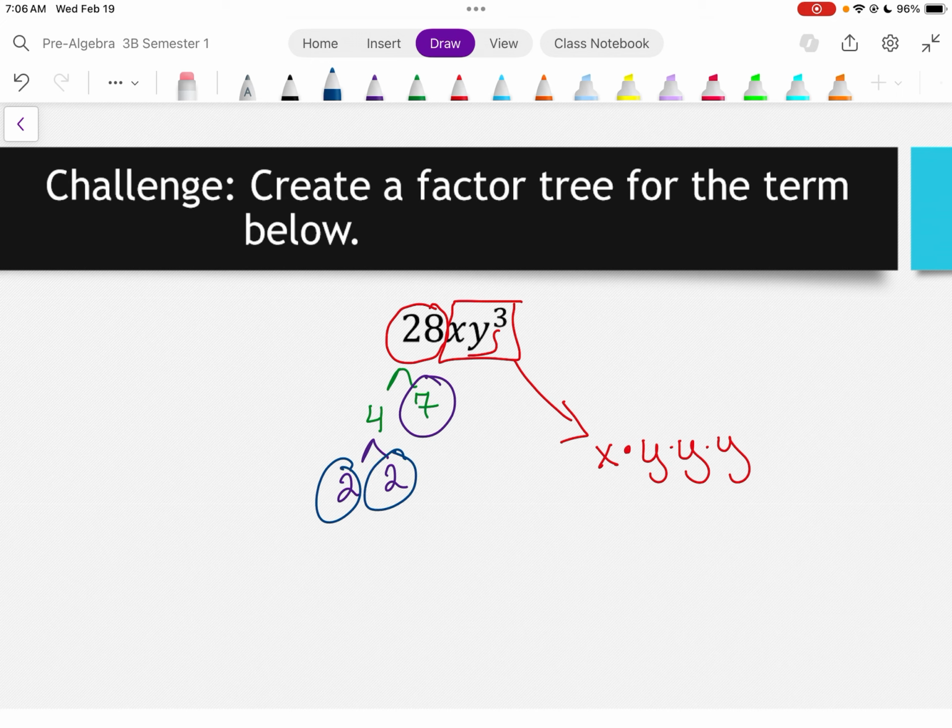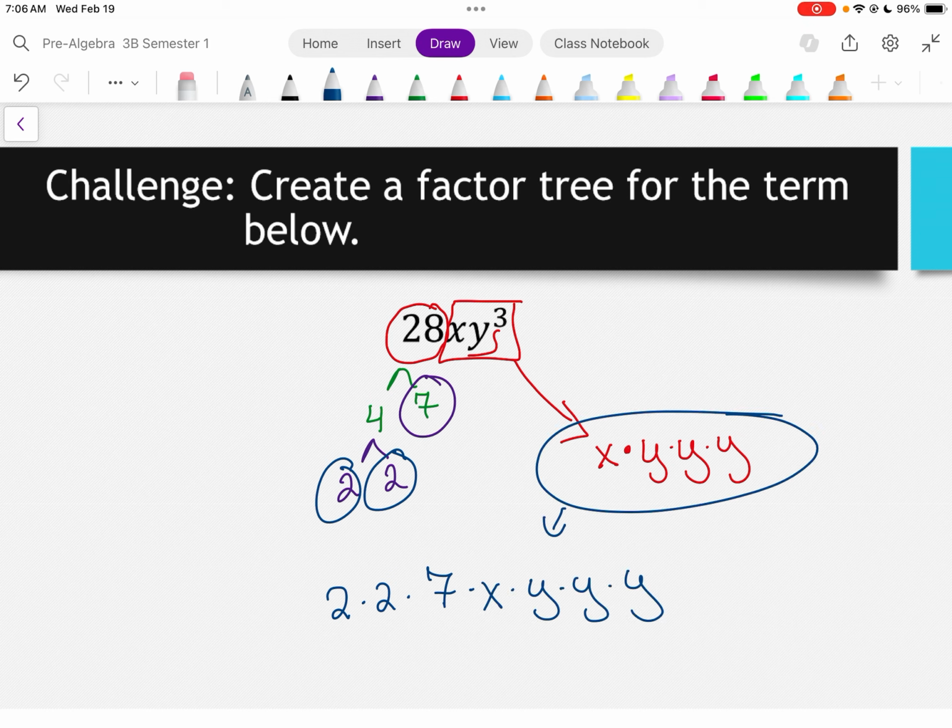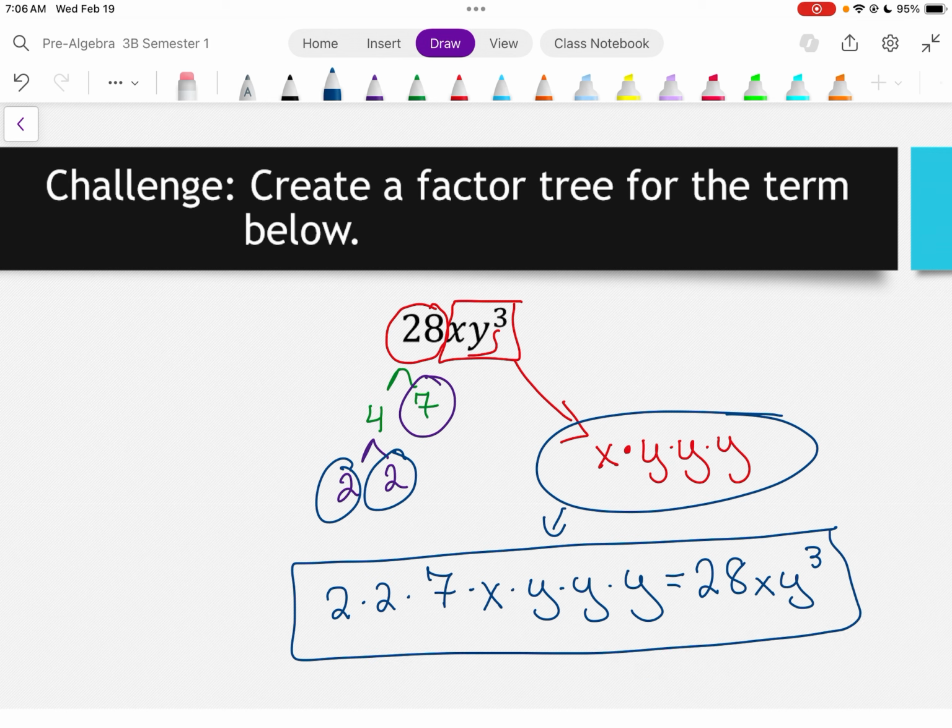Now that we're at the end of our factor tree, we can write our factors being multiplied together. So we would have 2 times 2 times 7 times, then we have all of our variables over here, x times y times y times y. All of those multiplied together would equal 28xy cubed. And this is just a challenge one, so if this one was kind of confusing, you can definitely ask questions about it, but it is not something that will be assessed on this test.